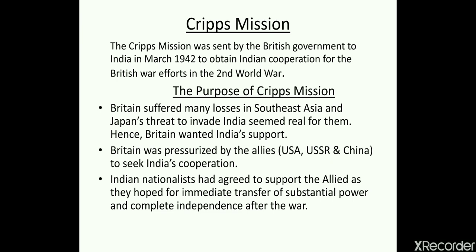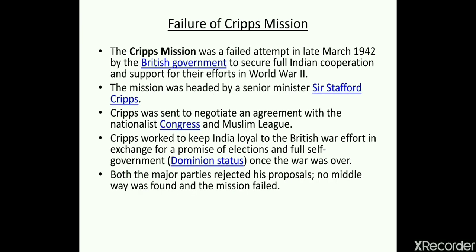As for the purpose of the Cripps Mission, Britain suffered many losses in Southeast Asia, and Japan's threat to invade India seemed real to them. Hence Britain wanted India's support. Then Britain was pressurized by the Allies, especially the USA, USSR and China, to seek India's cooperation. Therefore, the Britishers needed India's support. Indian nationalists had agreed to support the Allies as they hoped for an immediate transfer of substantial power and complete independence after the war. So the Cripps Mission came to India to settle the matters, but it was a failure.